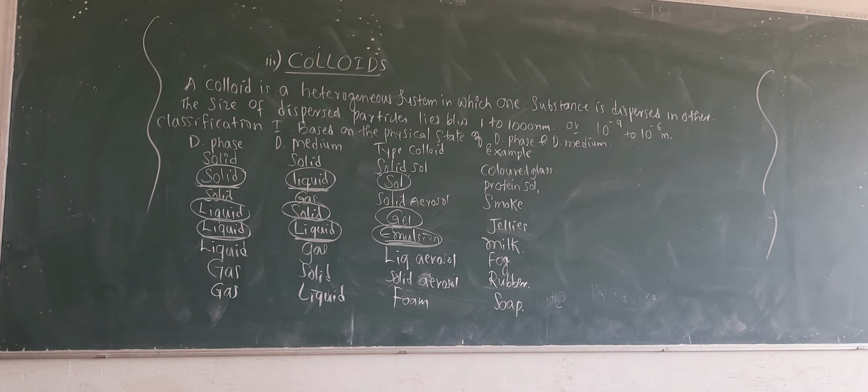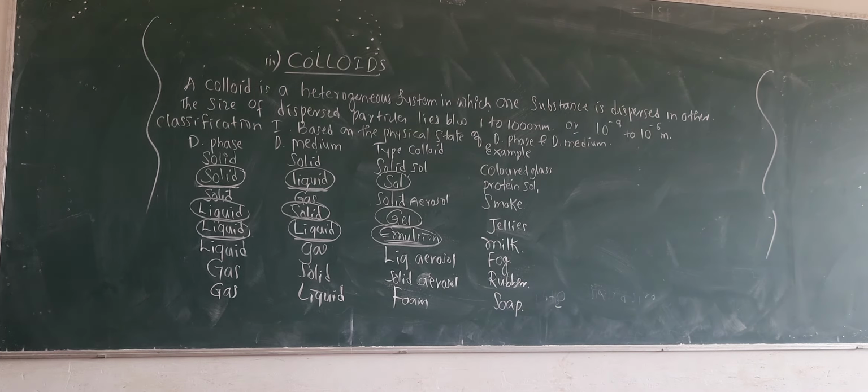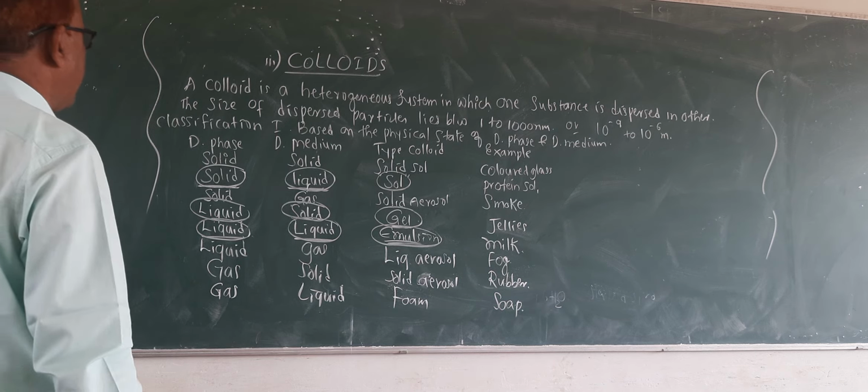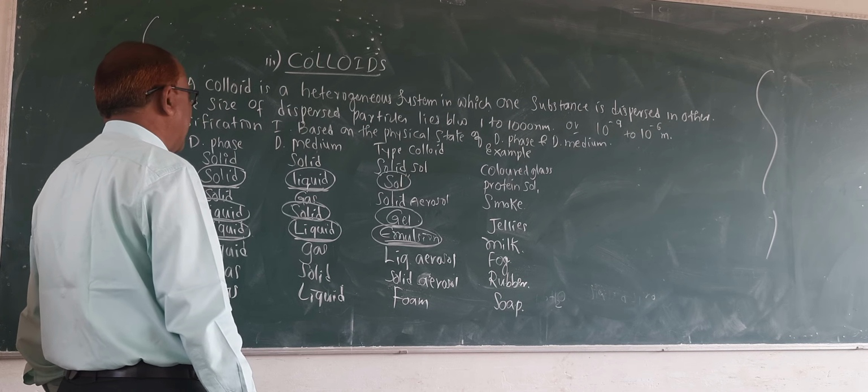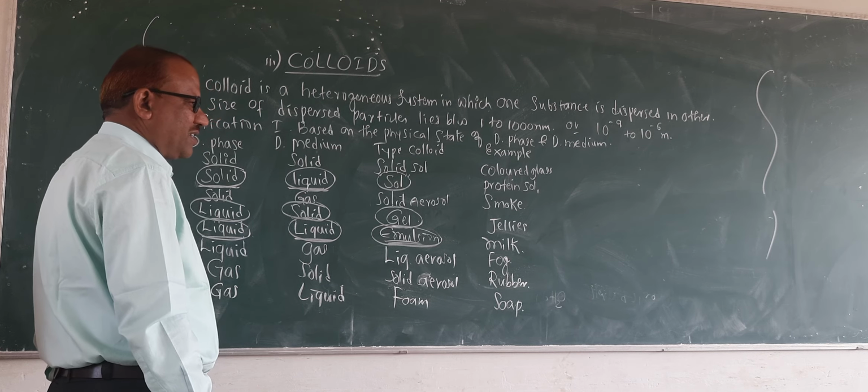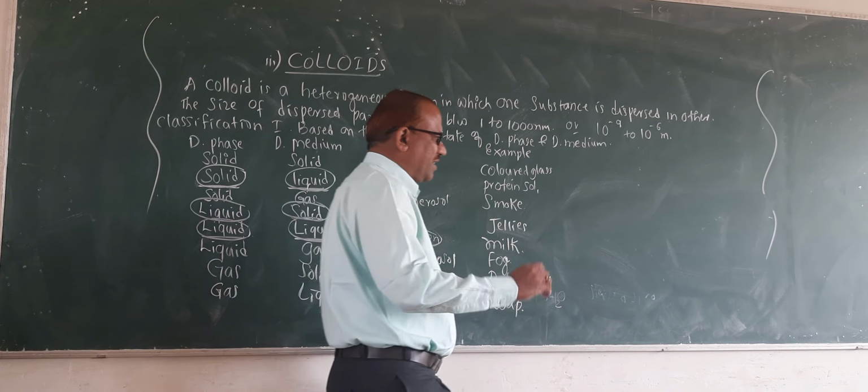The dispersed phase is liquid, dispersion medium is solid. Okay, if the dispersed phase and the dispersion medium both are liquid, what type of colloid is it called? It's called an emulsion.